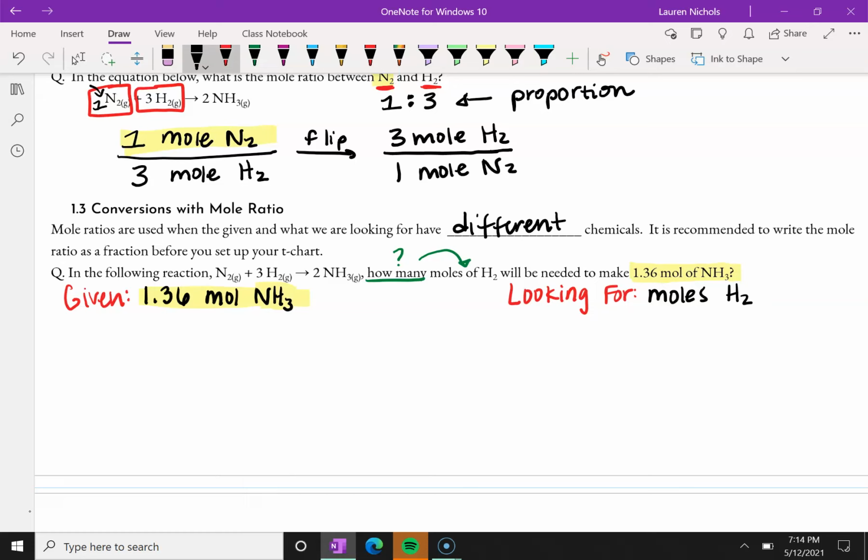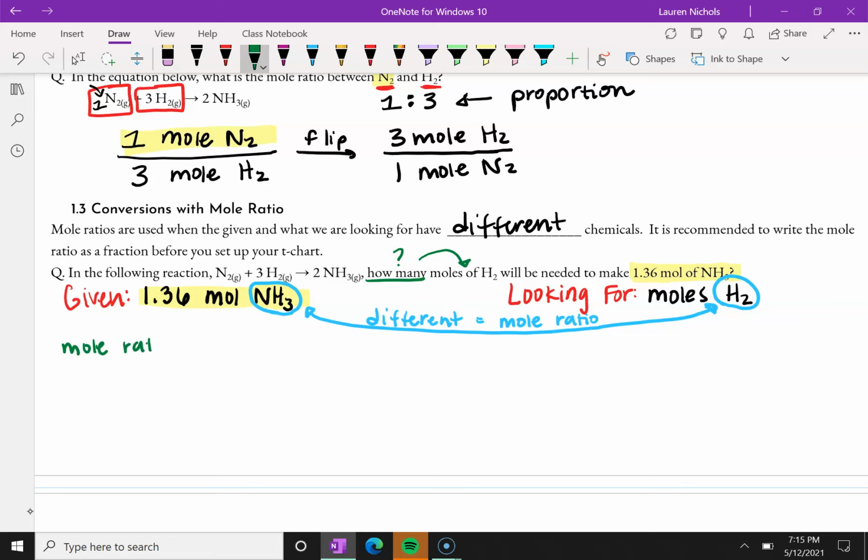And so when we do this, how we know that we need to use the mole ratio is because these chemicals are different. When we look at NH3 and H2, because the chemical you're given and what you're looking for are different, that means you need your mole ratio. And so if I know I need that, let's go ahead and write it out. What is my mole ratio going to be?